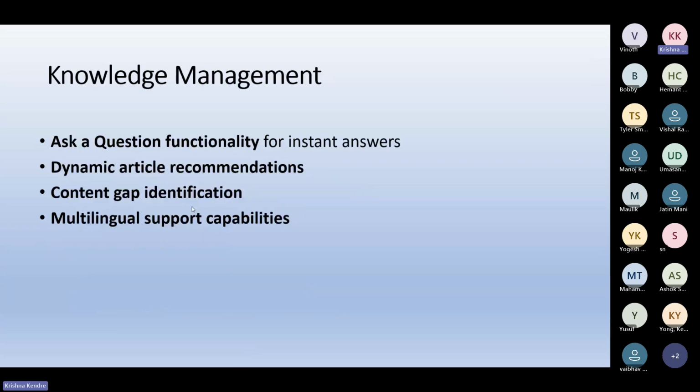Now knowledge management, where we can use the ask-a-question functionality for instant answers. In knowledge articles, whenever we are searching knowledge articles, it will suggest dynamic article recommendations. There is also content gap identification for the articles, and multilingual support capabilities as well.